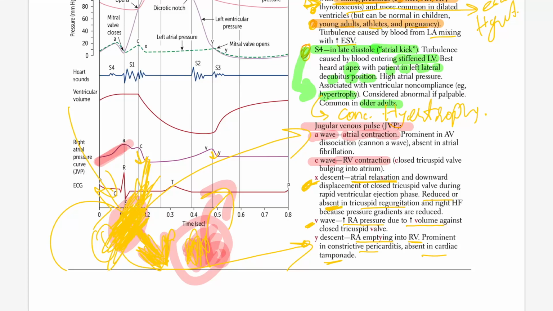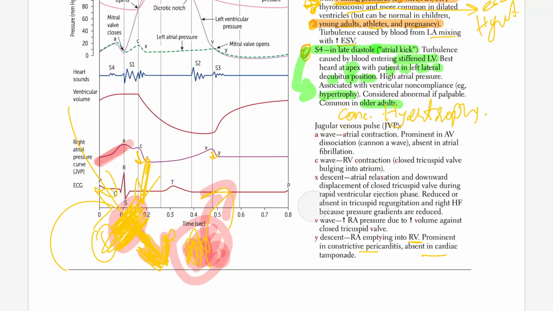So A wave and Y descent are sort of looking at one thing: atrial contraction is the A wave, and Y descent is looking at the emptying of the right atrium without any force. Because as soon as you apply the force, that's going to be the A wave. So let's recall the whole thing and move on with the next one.